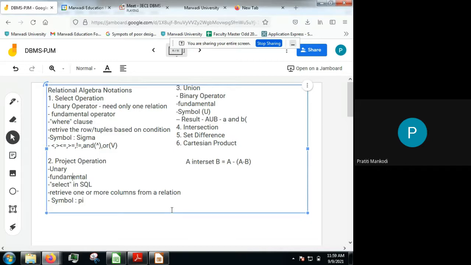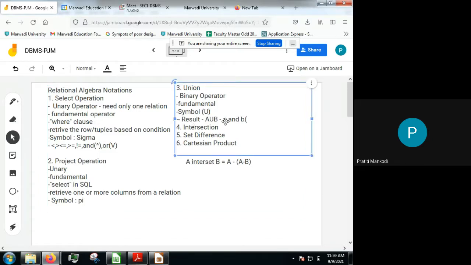Symbol is pi. And what is union and intersection and everything? Binary operator, fundamental. Union, symbol is this, combines the tuples of both the relations, but it removes the duplicate values. Clear? Similarly, intersection, the things which are in both. Difference, whichever the things which is in A but not in B.